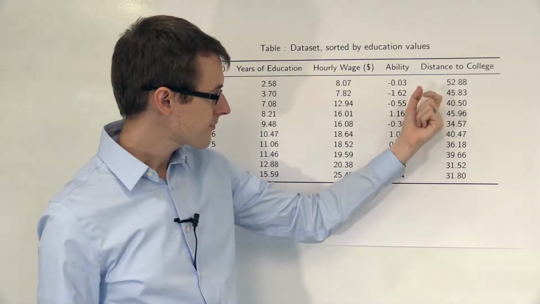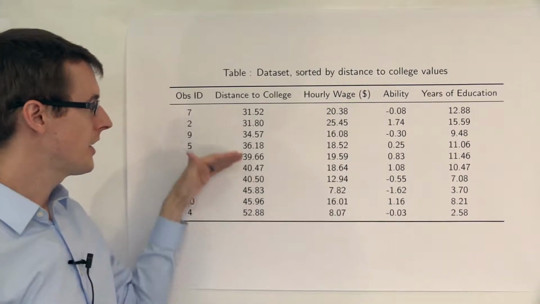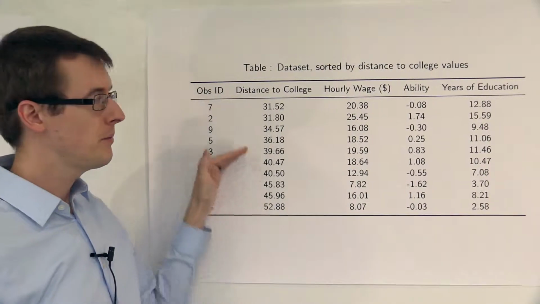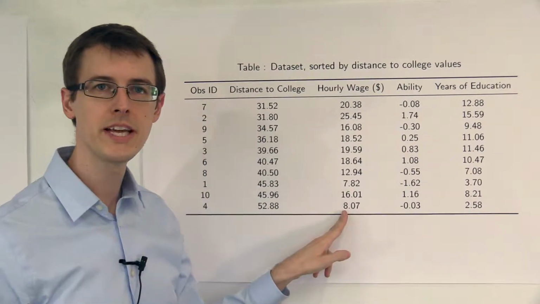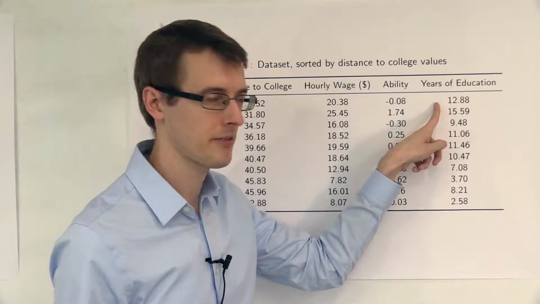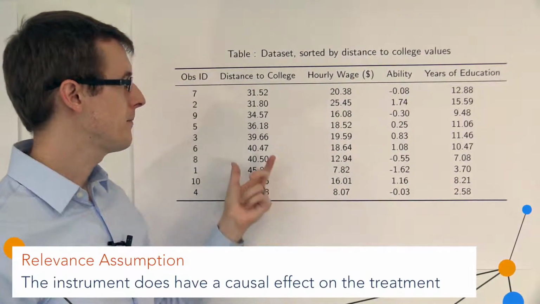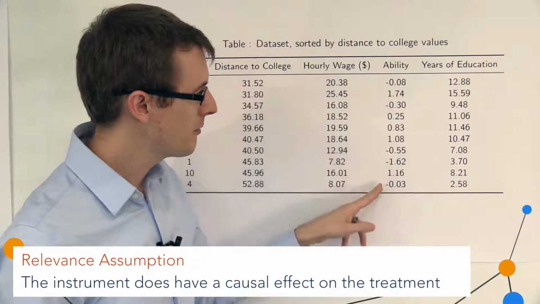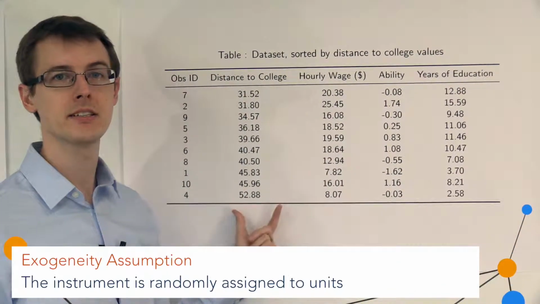We see that if we take distance to college and just resort the same data so that now people who live closer to college are at the top and people who live farther are at the bottom, the people who live close to college tend to make more money, whereas the people who live farther from college tend to make less money. We also see that people who live close to college tend to get more education, whereas people who live far from college tend to get less education. And finally, we see that people who live close to college have about the same ability as people who live far from college. There doesn't seem to be a relationship between ability and distance to college.